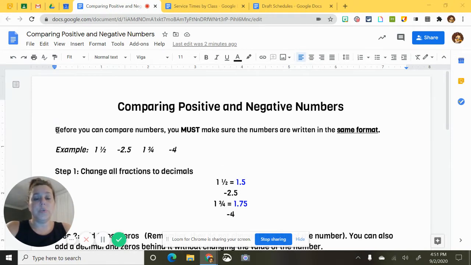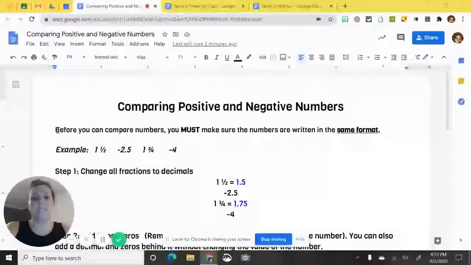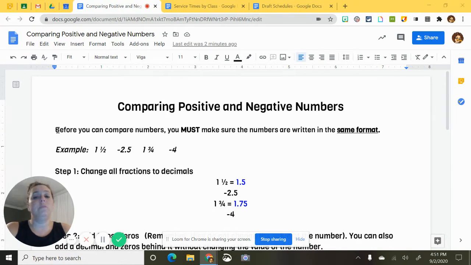So the first thing you really need to do, and this is so important or you'll not be able to get the right answer, is you must make the numbers written in the same format. So here is an example list of numbers that we have. You can see 1.5, negative 2.5, 1 3/4, and negative 4.